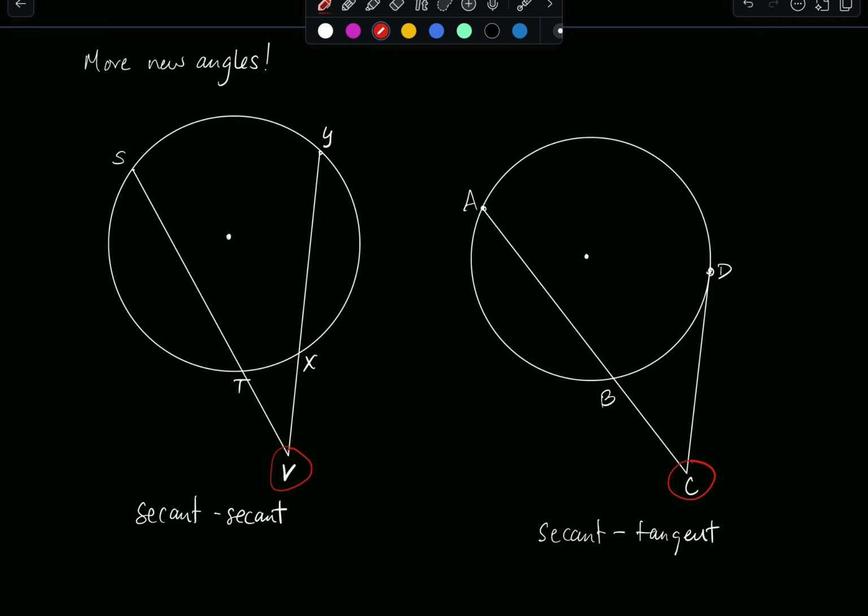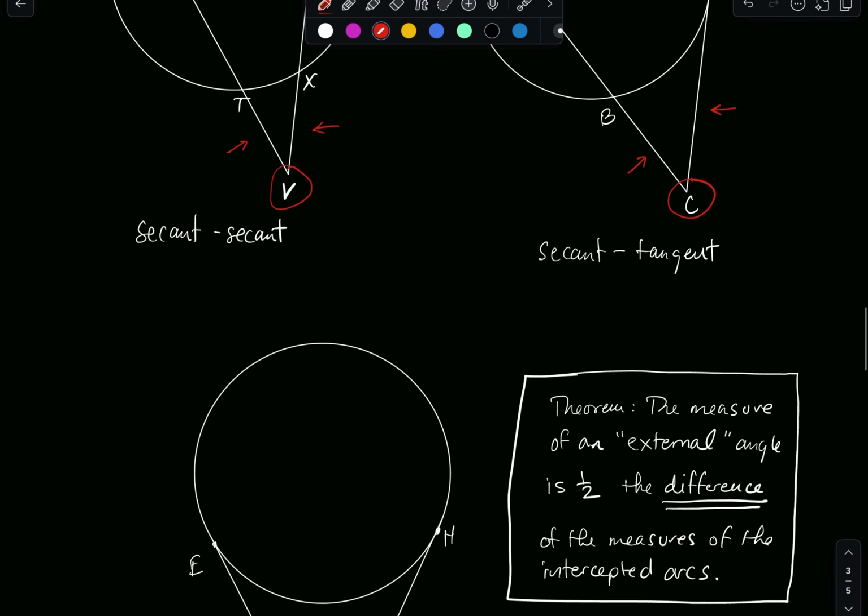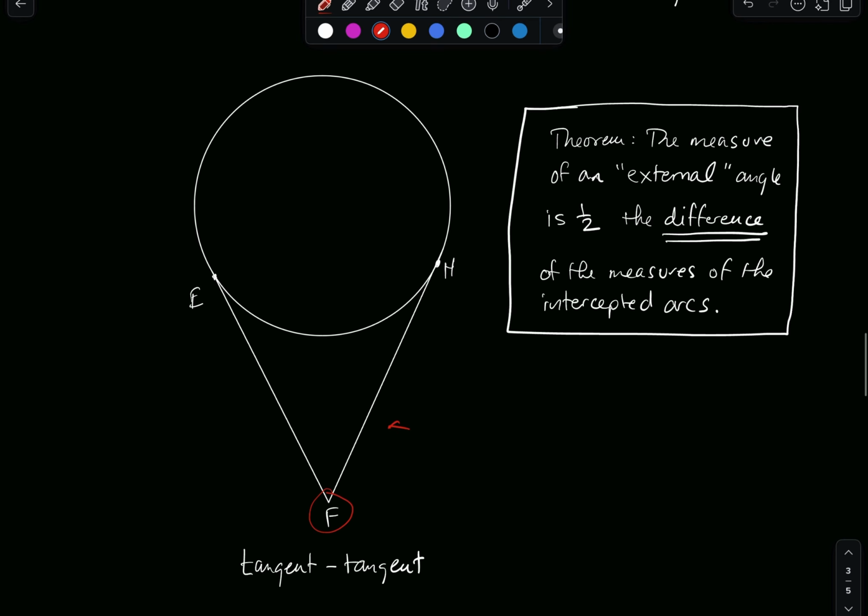So in this case, VY and VS are secants. Here, I've got CA as a secant and CD as a tangent. So this is a secant-tangent. And then here, I've got two tangents. But in all three cases, the theorem that we're going to work with says this, that the measure of an external angle is half the difference of the measures of the intercepted arcs.